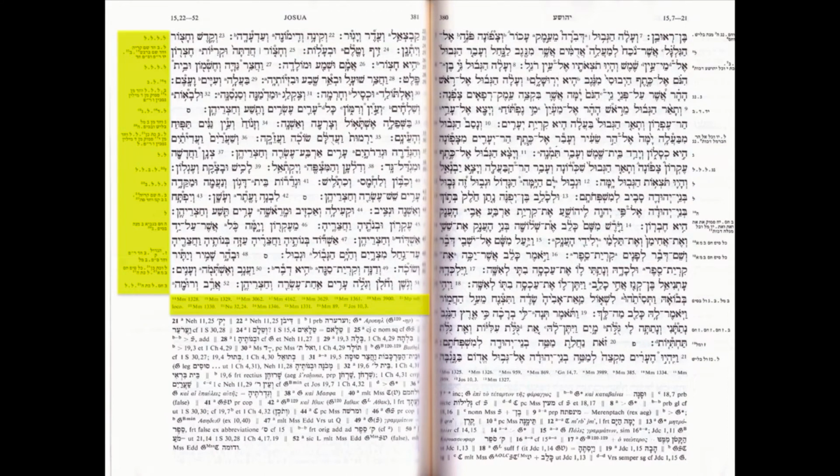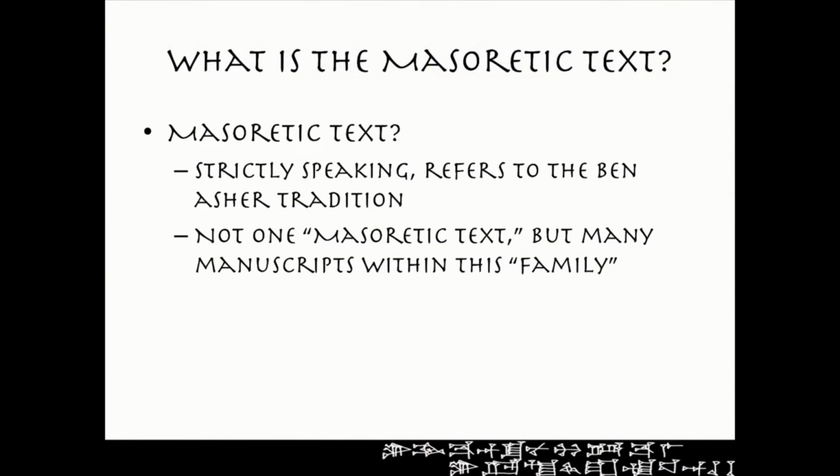And so this is what was transmitted later with the main text of the Hebrew Bible. So, the Masoretic text gets its name from this Masorah that was transmitted, and it was firmly developed in the 10th century. What is the Masoretic text? Well, strictly speaking, it refers to the Ben Asher tradition. The problem is that when we say that, we often refer to the Masoretic text as not speaking strictly about the Ben Asher tradition. We're talking about all the manuscripts in the Masoretic text. So it's a little bit of a misnomer to just call it the Masoretic text.